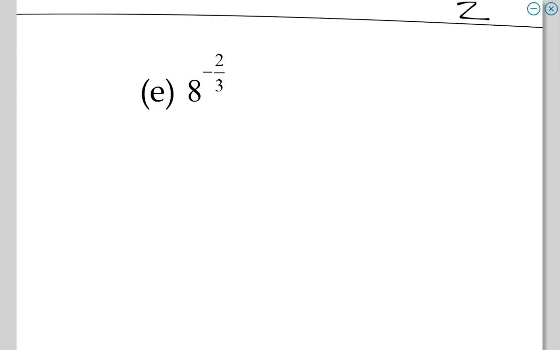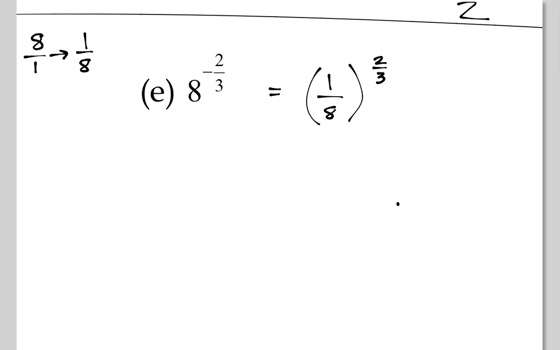let's take a look at this one. All right, first things first. What is the reciprocal of 8? Good, because 8 over 1 would become 1 over 8. So we can go like this. If you flip the base, you have to change the power in terms of its sign. Now, what's the top going to be? 1 to the 2/3? And what's the bottom going to be? 8 to the 2/3.